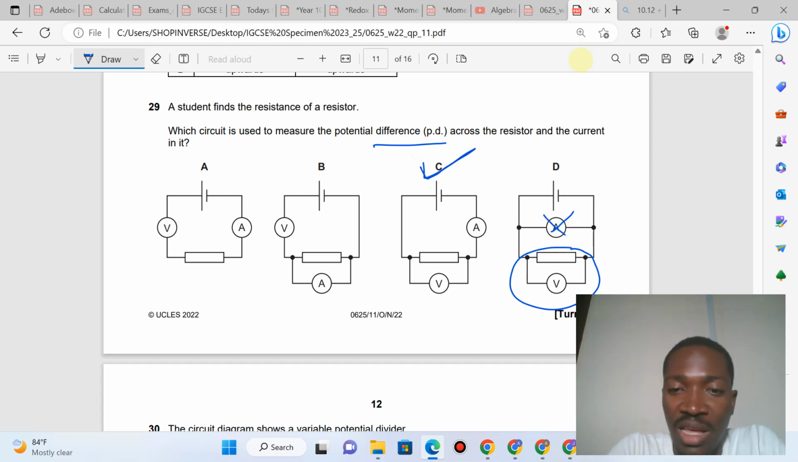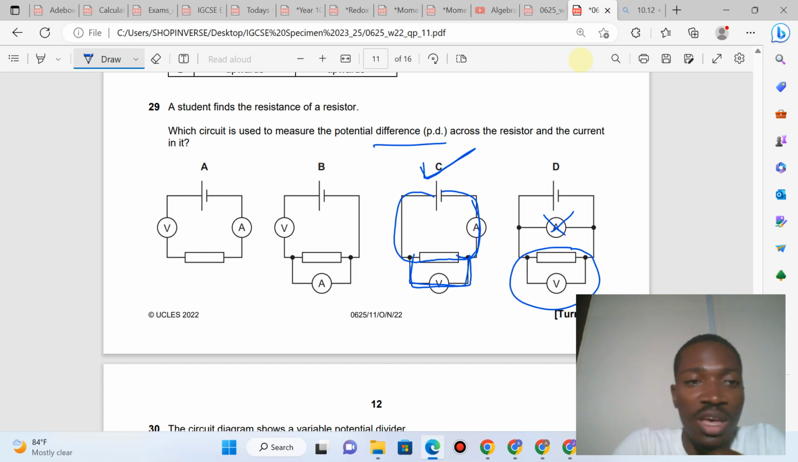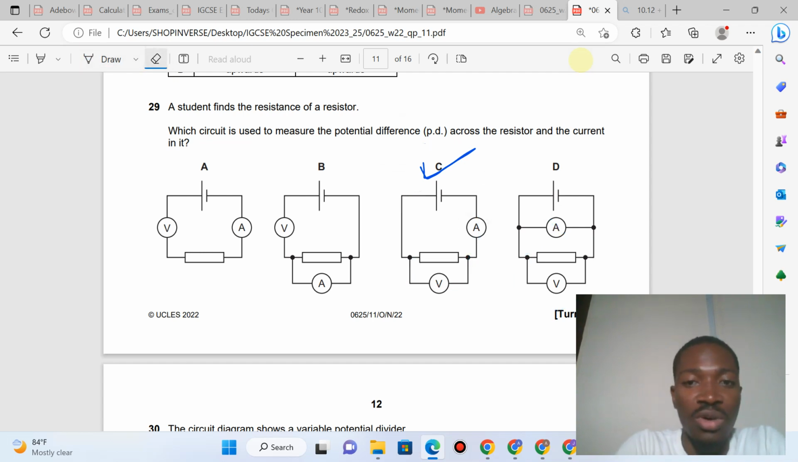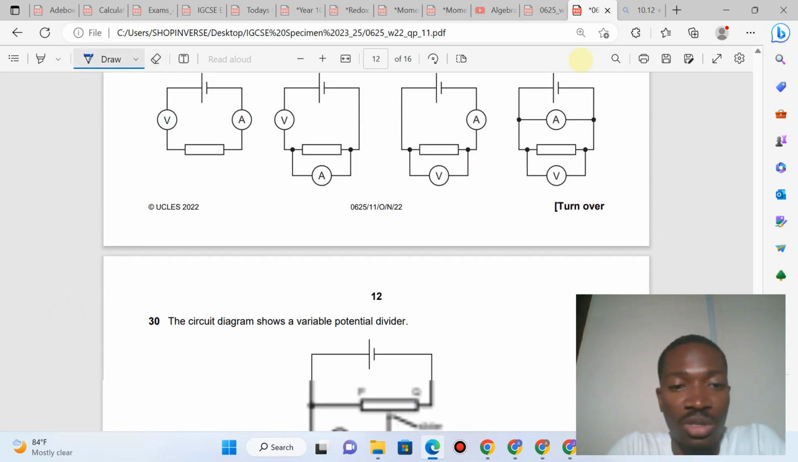You see the ammeter is in series with the resistor. That means the current that flows out of the cell will flow through the resistor and through the ammeter. Also, the voltmeter is in parallel in order to read the potential difference across the resistor. Hence, option C is the only correct answer to this question. Let's go to question 30.